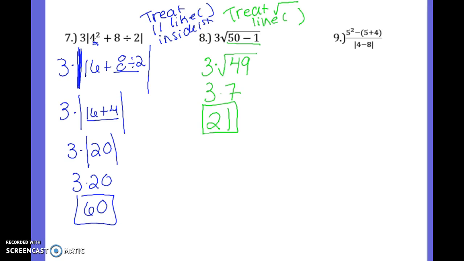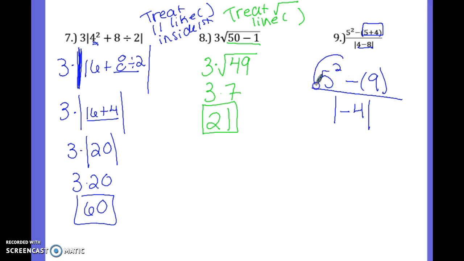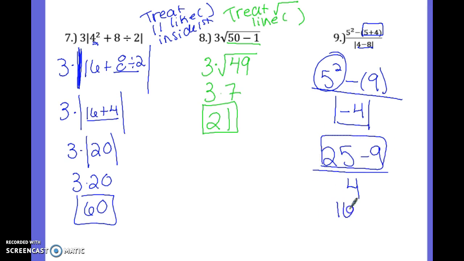Number 9, we have 5 squared. Again, we're going to do the numerator and the denominator, some things at the same time. Do your parentheses first. You have 5 squared minus 9 inside there first, and you get the absolute value of negative 4. Well, let's do our 5 squared is 25 minus 9 over the absolute value of negative 4, which is positive 4. 25 minus 9 is 16 over 4, which is just simply 4.